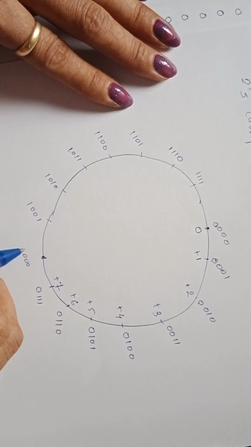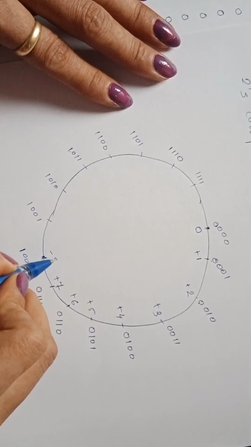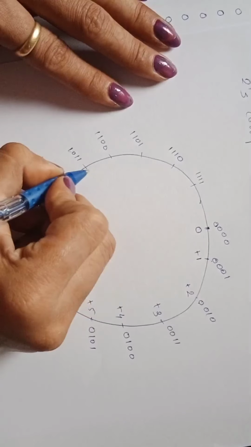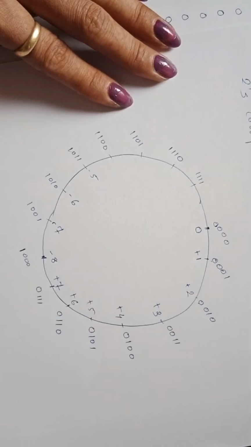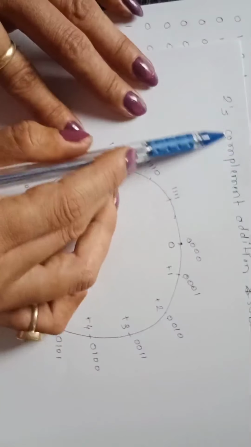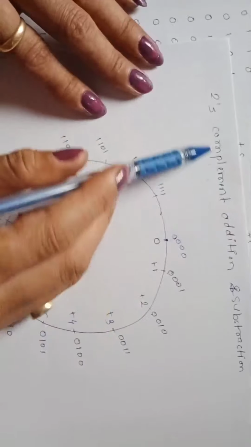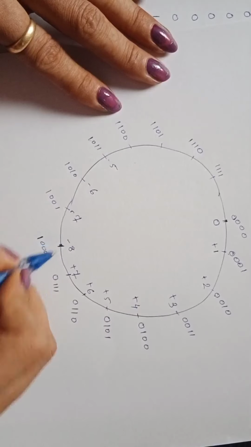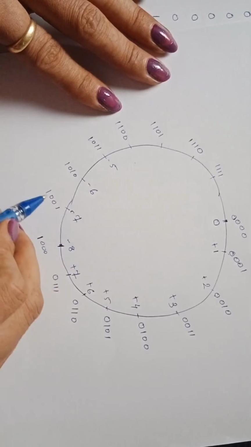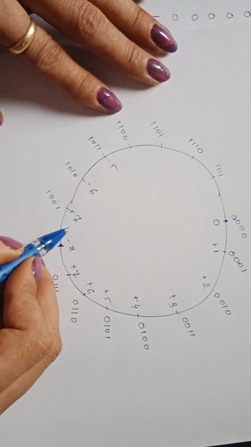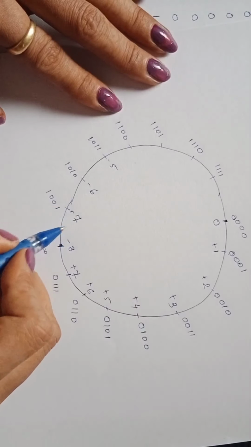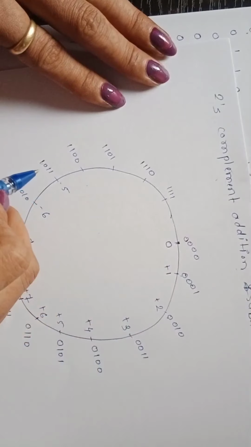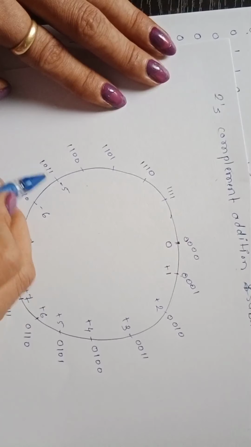Now here the leftmost bit is 1. That's why it is minus 8. This one is minus 7, minus 6, minus 5. Here we are referring to 2's complement addition and subtraction. So you can have a doubt: how is 0 0 0 minus 8, how is 0 0 1 minus 7? We are taking the 2's complement of that particular number. If we find the 2's complement of 7, then we will get 0 0 1. If we find the 2's complement of 5, then we will get 0 1 1.